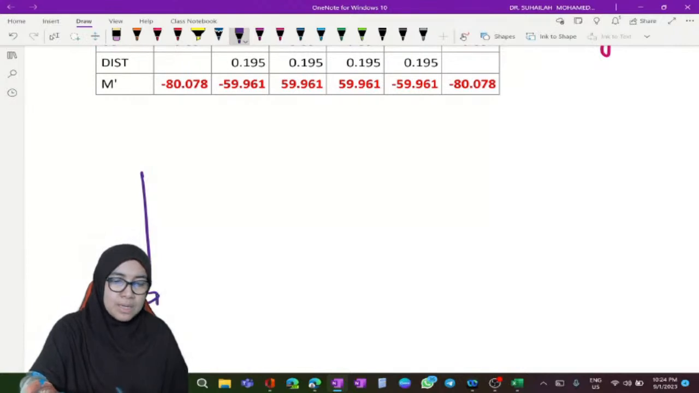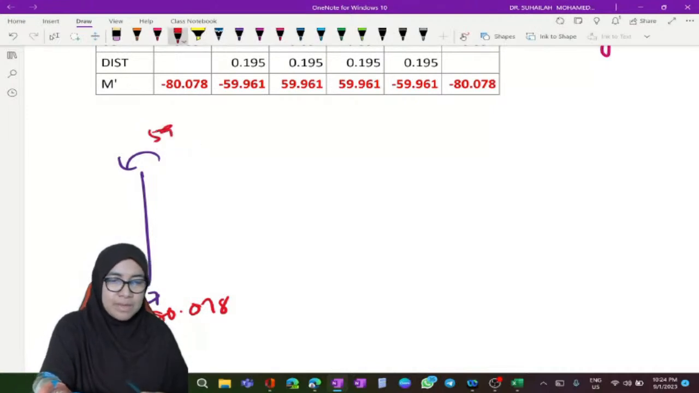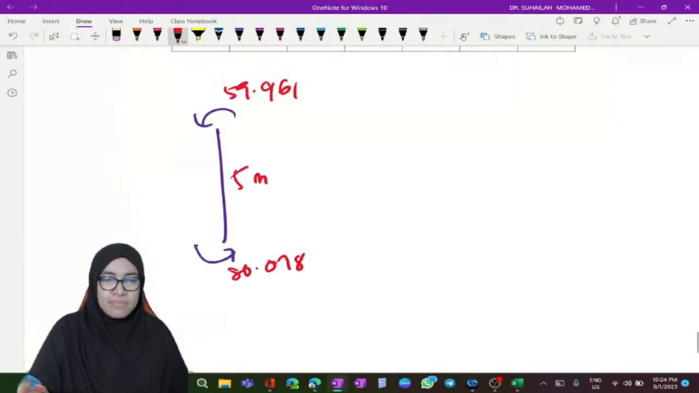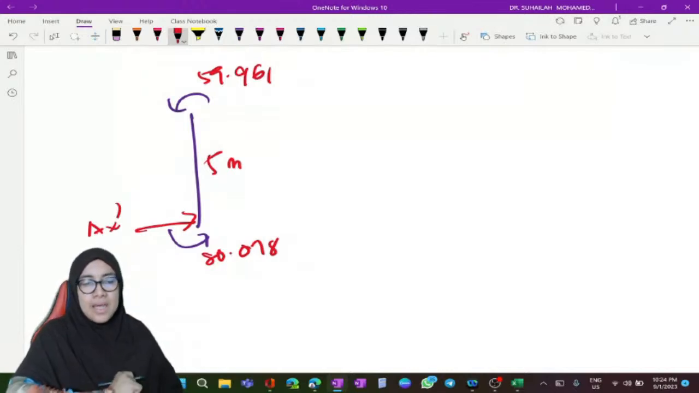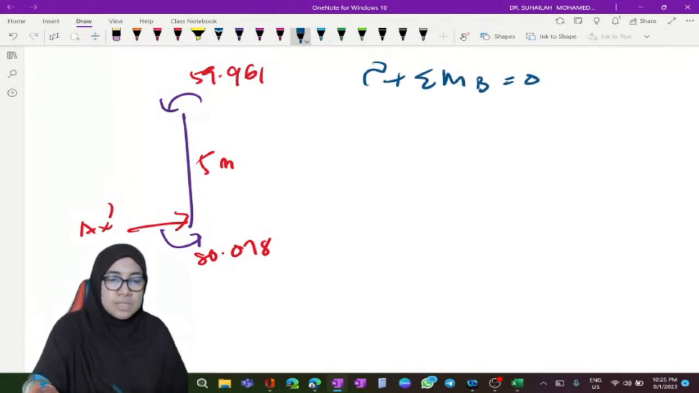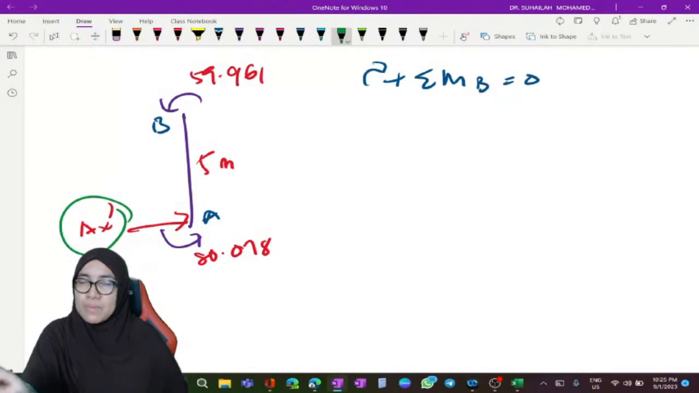The moment is negative. So the moment is 80.078 and 59.961. It is 5 meter, and we have AX prime. So doing column analysis, we take moment at B, because this is A, this is B. What we want is AX, so we have to take moment at B.